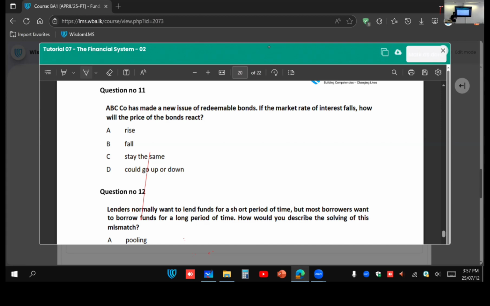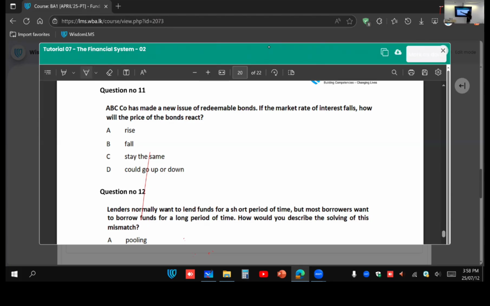If the market rate of interest falls, the price of bonds will go up. Because they become a more attractive investment in relation to others.